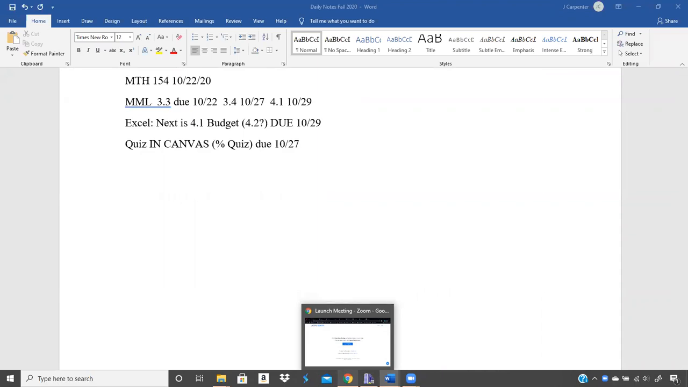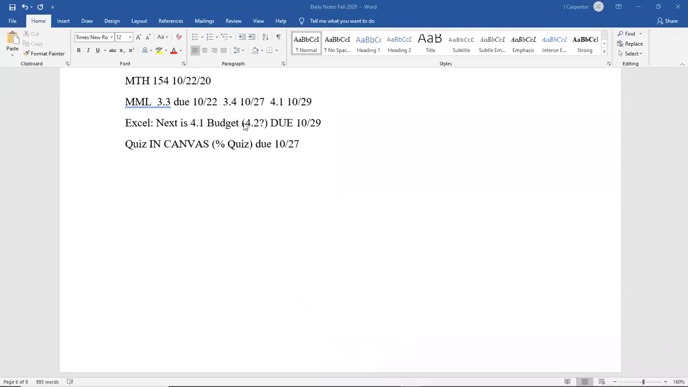Usual due dates are on the whiteboard. So 3.3, 3.4, we're going to do 4.1 today. We'll definitely finish it. So it's due in a week. Your next Excel file, which you were warned about last class, is called 4.1. It's also got a 4.2 in it, but it's called budget. I have been slowly removing the Excel files we don't do, so it should be the first one you see in chapter 4. That's due 1 week from today.